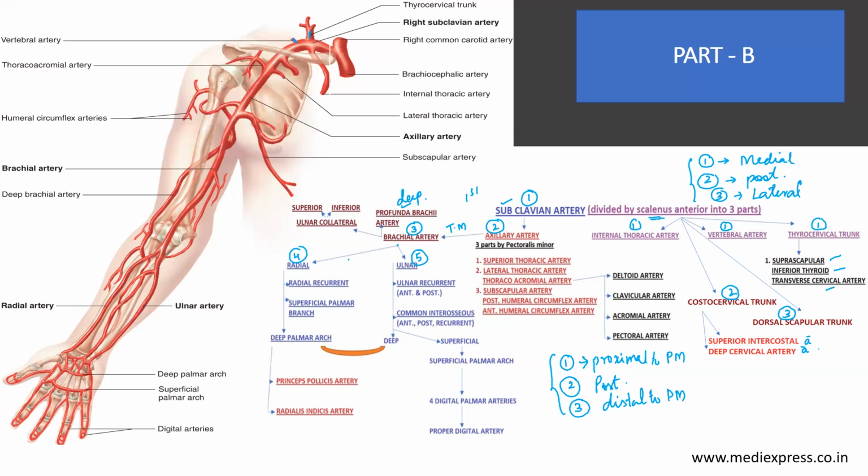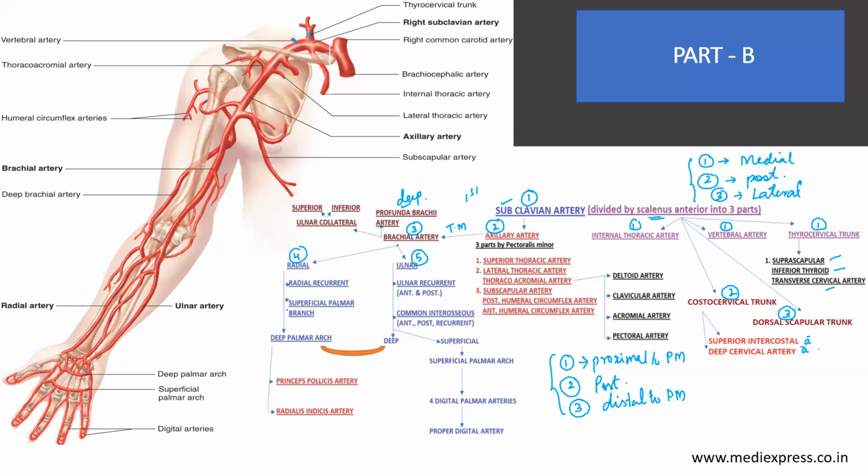Okay, now coming to the radial artery. Remember, the radial artery supplies the posterior lateral aspect of the forearm. Now we know that there is a clinical importance of the radial artery, that is the radial pulse. The radial pulse can be palpated in the distal forearm, immediately lateral to the prominent tendon, the tendon of the flexor carpi radialis muscle.